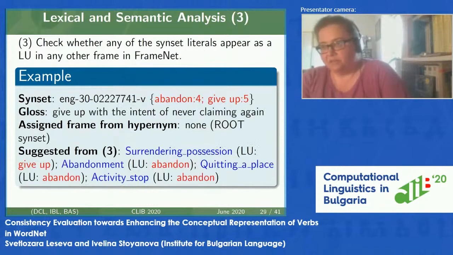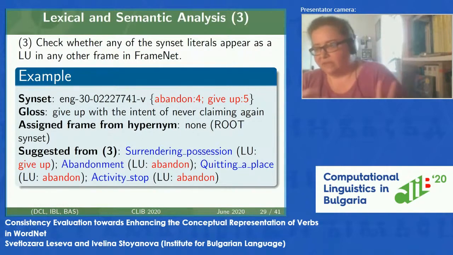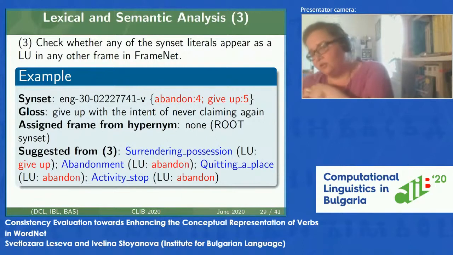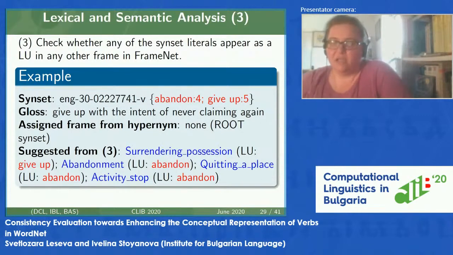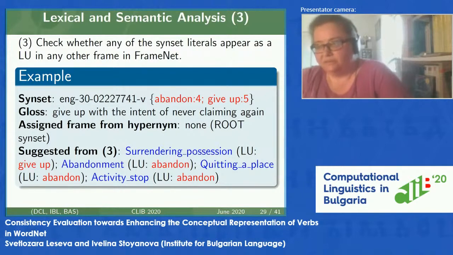And the third type of lexical and semantic analysis procedure is to check whether any of the synset literals appear as lexical units in any other frame in WordNet. So we look for anything else in WordNet, frames that have not been related between each other. And as you can imagine, in this sort of procedure, we get a lot of suggestions, and not all of them are relevant to what we are looking for. For example, the synset abandon, give up with the intent of never claiming again, which is a root synset, so it doesn't have a hypernym, so we can't match it from there.